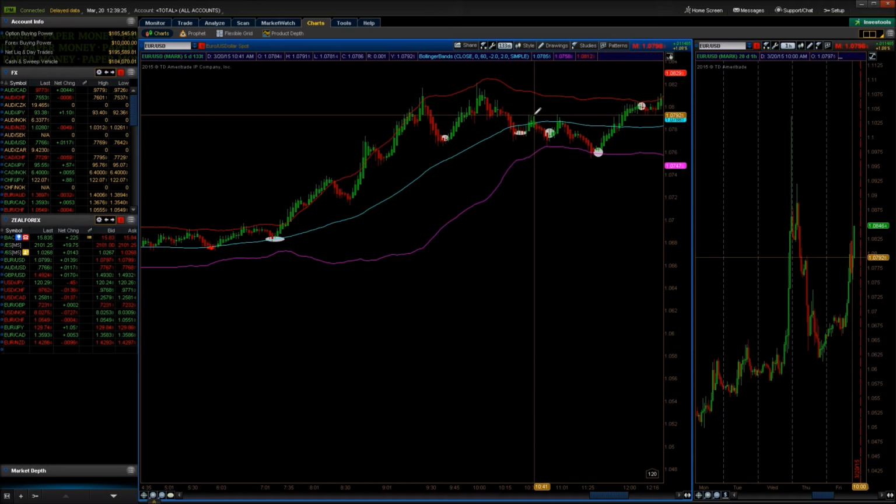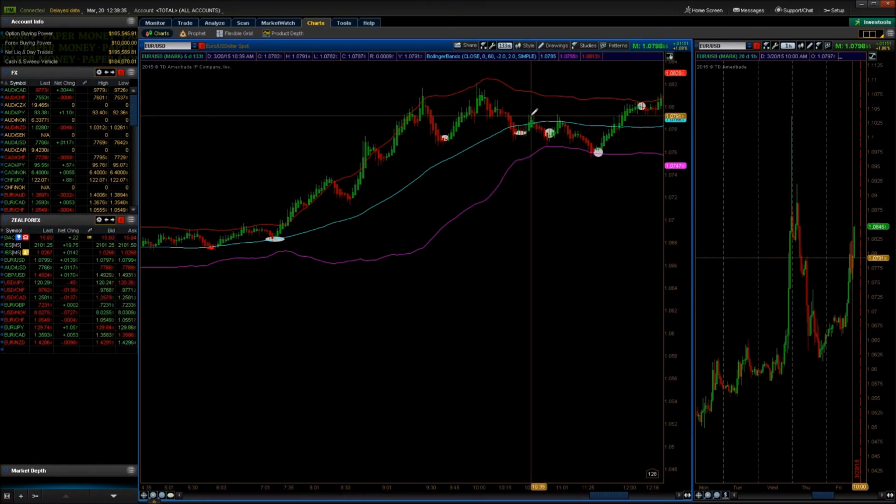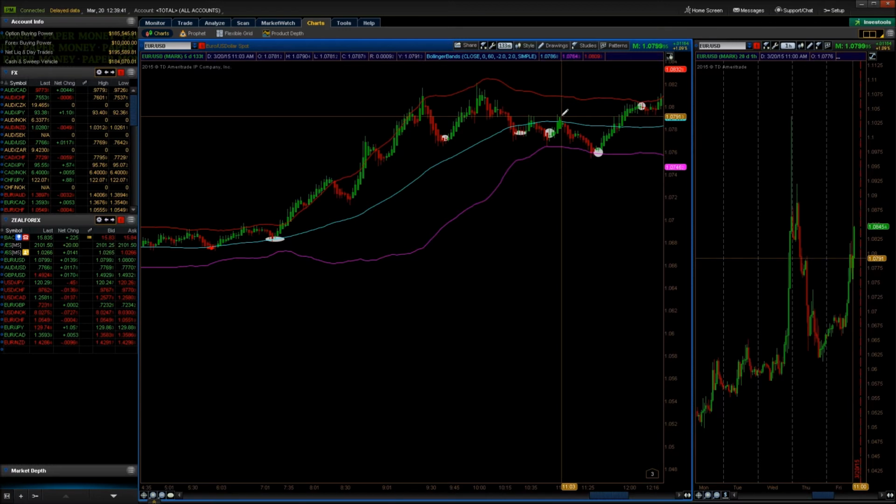I did get stopped. I actually got to the target, but I put this one for 10 points, and it just didn't get the fill essentially. I did get a partial fill here on some of my contracts for 10 points.